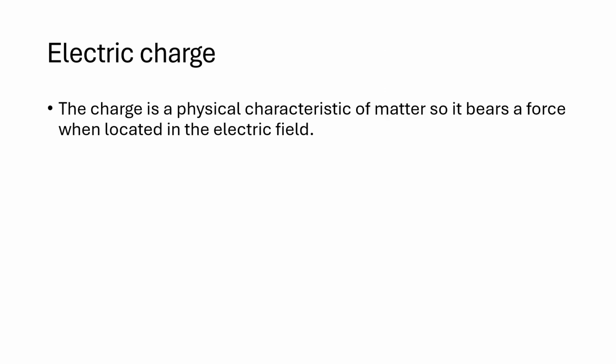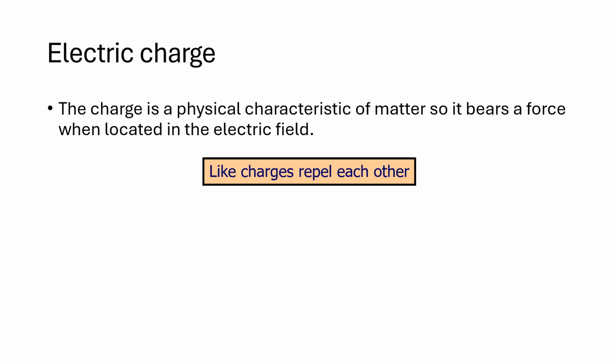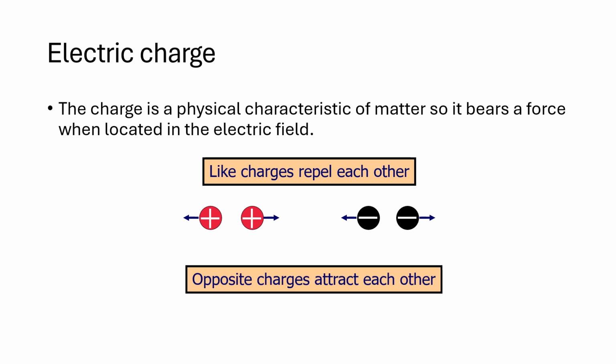So we define charge as the physical characteristic of matter. When it is located in an electric field, it experiences a force, and the motion of this charge is what causes an electric current to happen. We know that like charges will repel each other, so we have a repulsion force. If you have two positive charges, they will repel each other. Same for two negative charges, they're going to repel each other. On the other hand, opposite charges will attract each other. So these are the forces associated with electric charges.